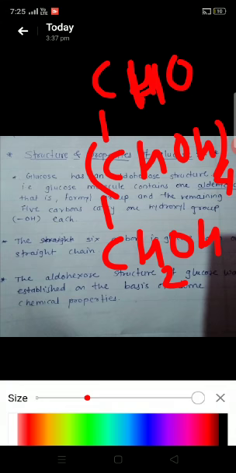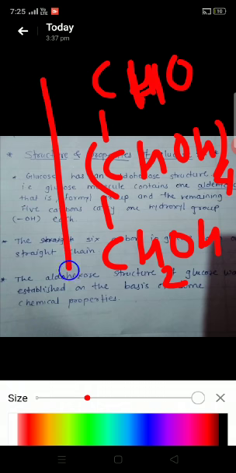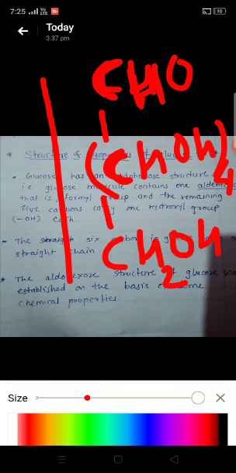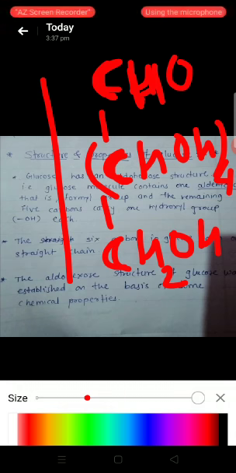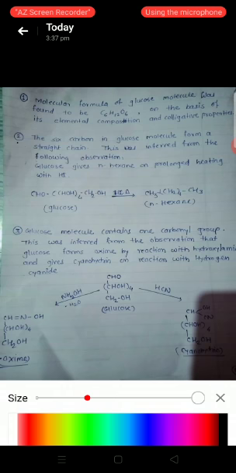Students, the six carbon atoms in glucose are in a straight chain. See here, carbon atom number 1, 2, 3, 4, 5 and this is 6. They are all in a straight chain. The aldohexose structure of glucose can be studied on the basis of some chemical properties. Students, see here. The molecular formula of glucose is C6H12O6. See the structure of glucose.